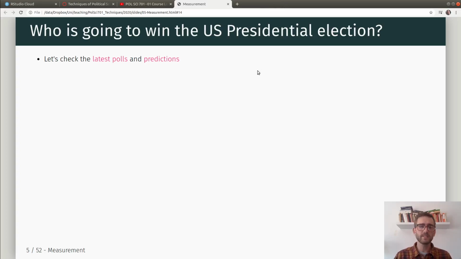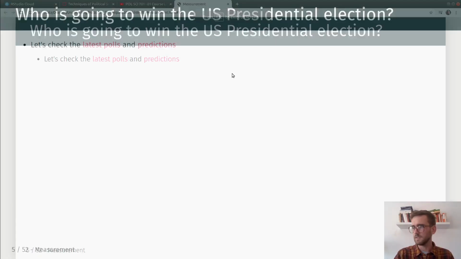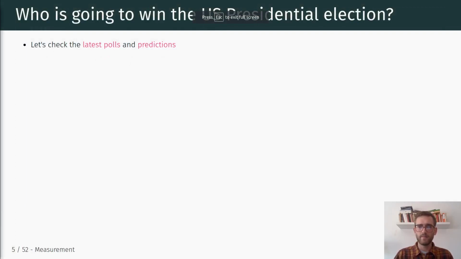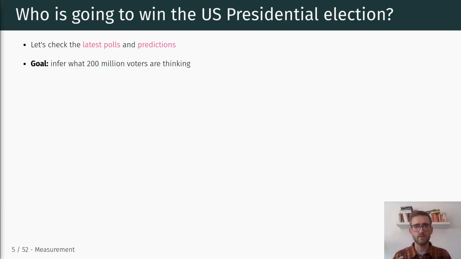But this is, of course, just one example of why polls are relevant for political scientists in the context of election research. Overall, this is not only about U.S. presidential elections, but in general we are often interested in attitudes and behaviors across a broader population. So in the case of the presidential election, the goal is to make an inference about what 200 million eligible voters are thinking and who they are going to vote for, right?